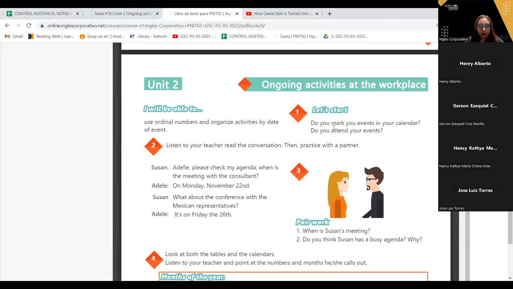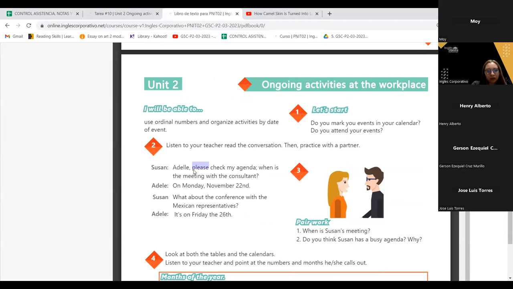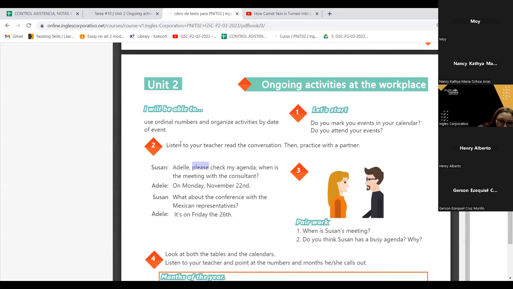So, do you mark your events in your calendar? Do you attend your events, right? We have a conversation in here. We need two people. One person is going to be Susan and the other person is going to read Adele. Veamos volunteers. Volunteers, one person is Susan, the other one is Adele. Nos ayuda leyendo Susan, por favor. Una persona, Nancy, nos ayuda leyendo Adele, please. Iniciamos.